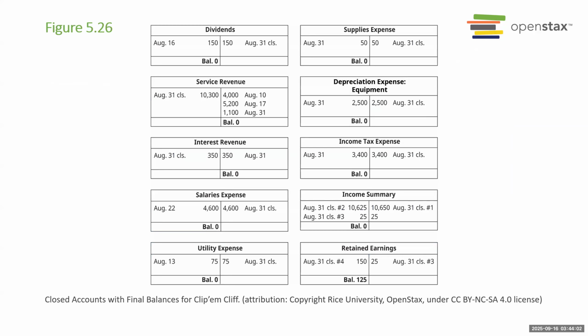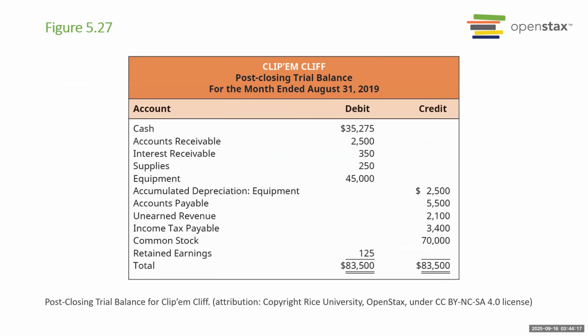Now looking at our general ledger, we see that we no longer have any service revenue or expenses. It's all been eliminated, as well as the adjustment to retained earnings. So now we can generate a post-closing trial balance based on the information provided and after the closing entries.